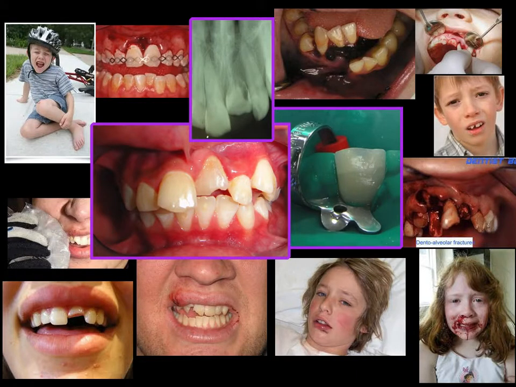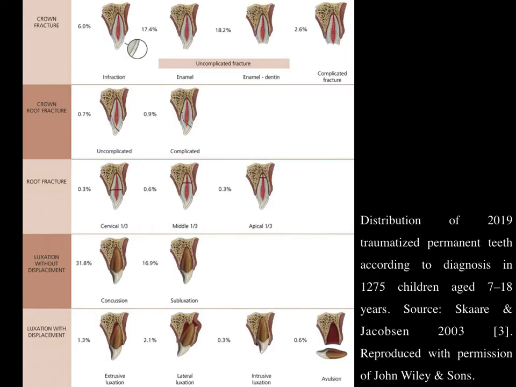The presentation of dental traumatic injuries could vary from chipped enamel up to the defect of the face, and sometimes it extends to the skull. The most common recorded trauma is concussion, which is more than 30%. After that, it's the uncomplicated fracture of the crown.